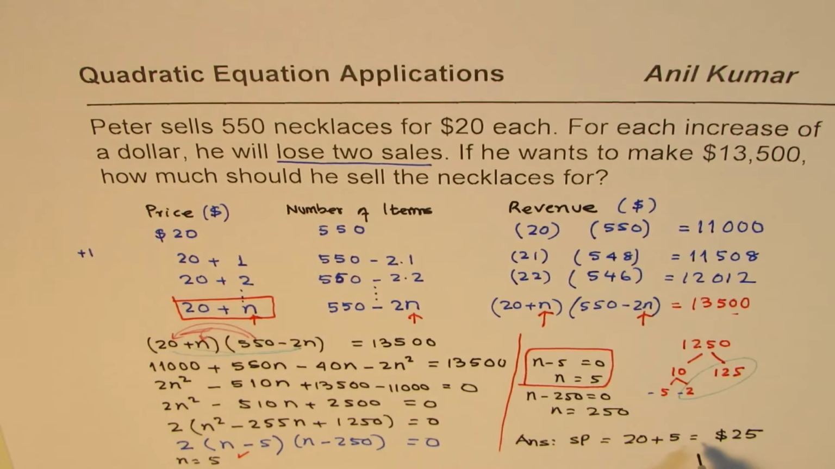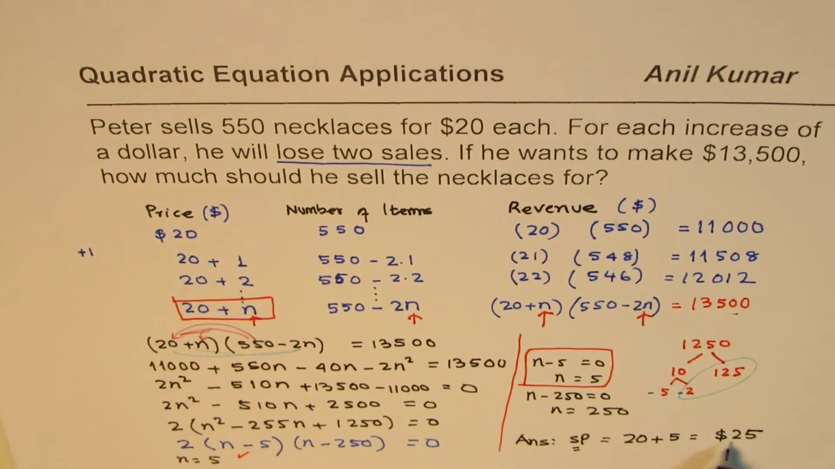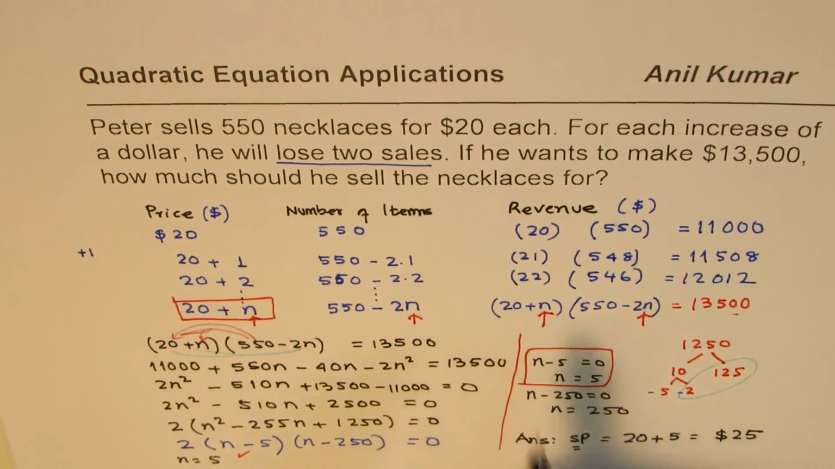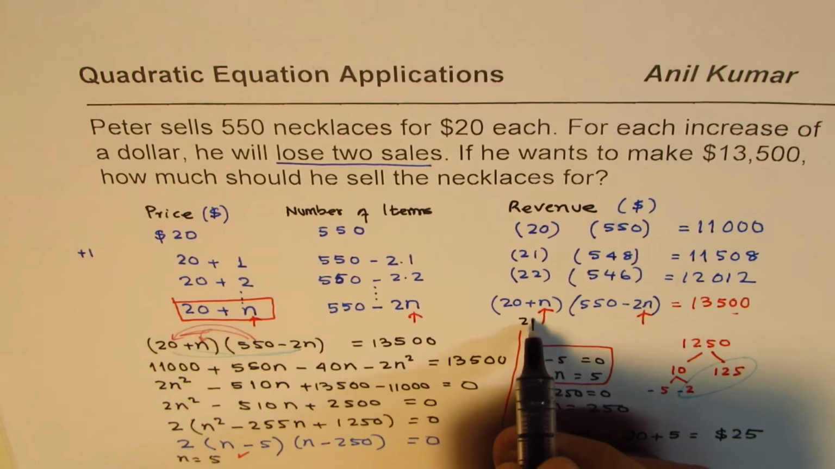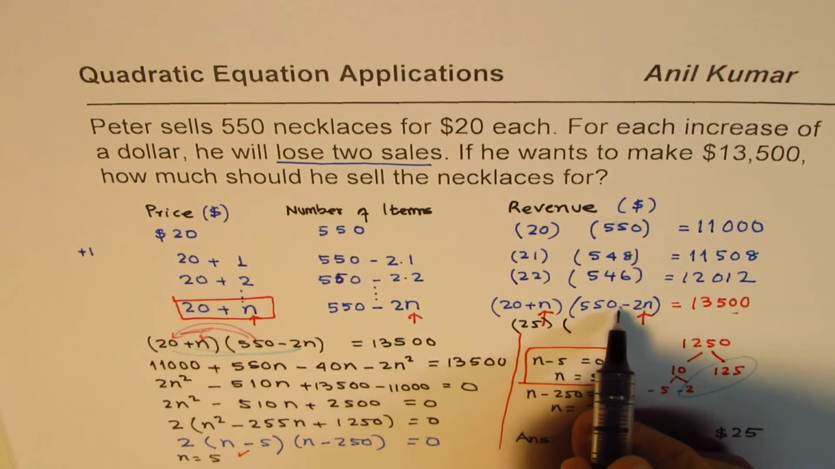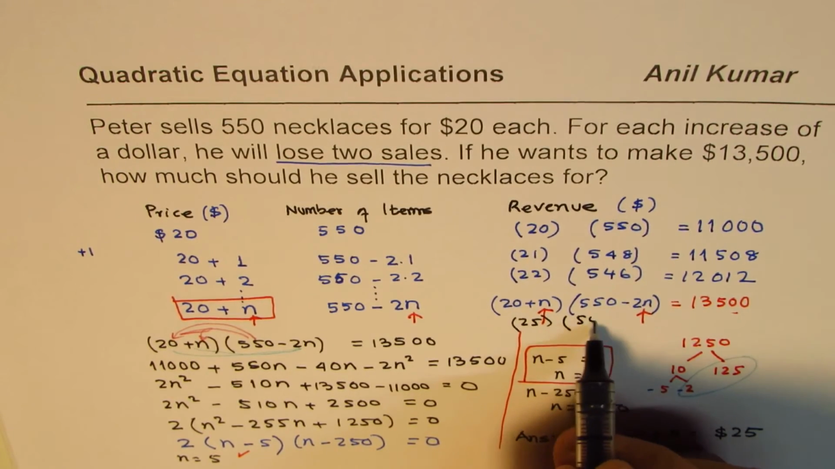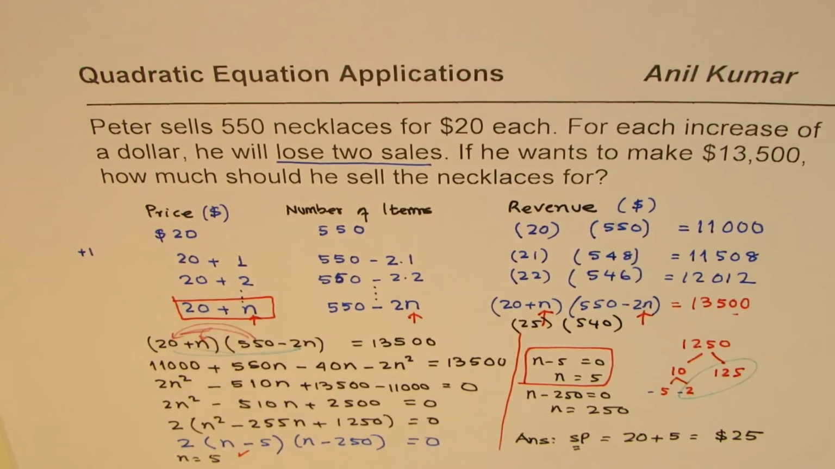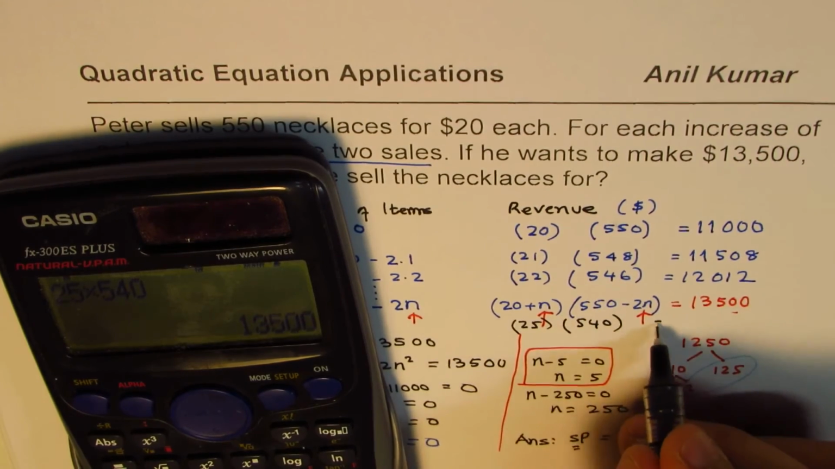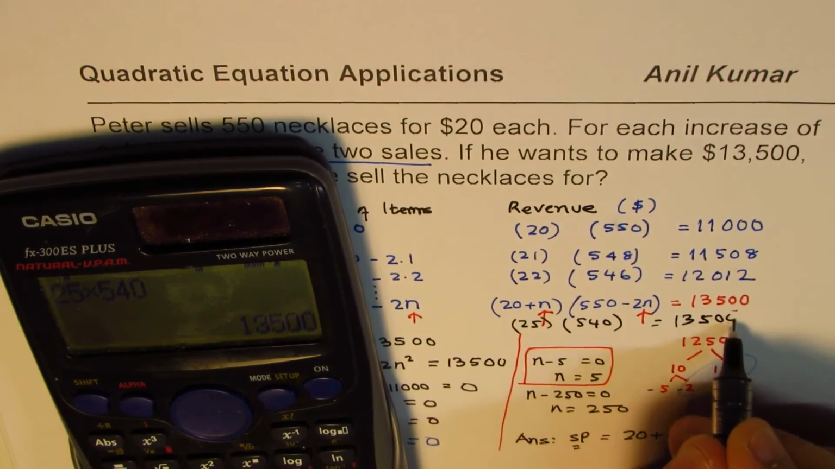Now we solve for that. To get this revenue of $13,500 in this case, right? If you could solve this equation, that means $25 here. So if I replace this by 5, then you can confirm. We get 25 here, 25 multiplied by 550 minus 5 times 2, which is 540. What do we get? Let us see. Let's check our solution, okay? So 25 times 540 equals indeed 13,500. Okay, it works, right?